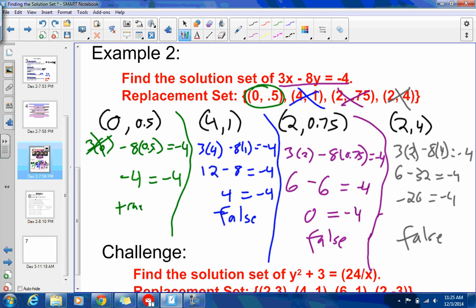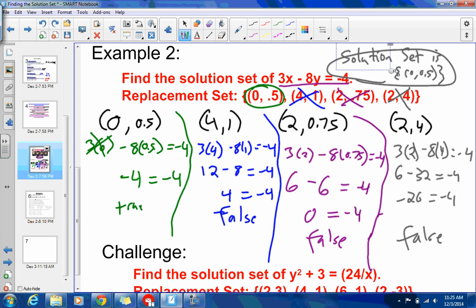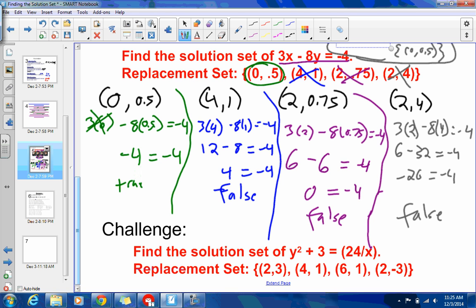That means that our solution set for this one, the only one that is true, is 0 and 1/2, or 0.5. So the solution set, our answer, would be, with our fancy brackets here, just 0.0 and 0.5. And that's your answer. Again, if you'd like to try the challenge one, it is right there. That one we went through, you can go through on your own.